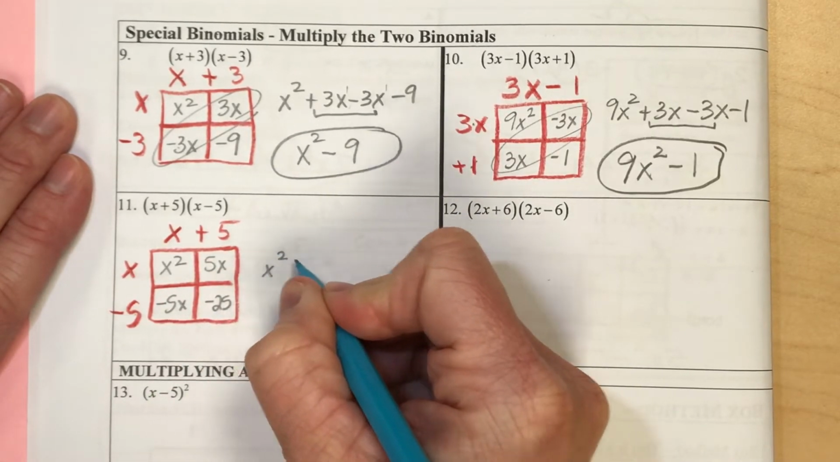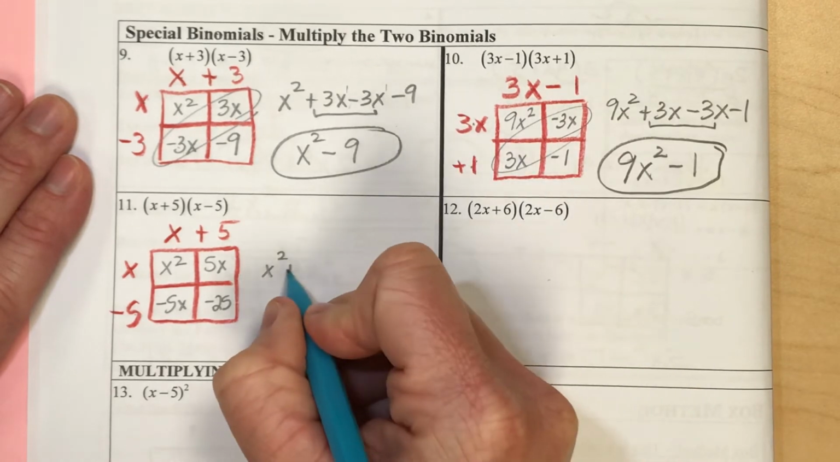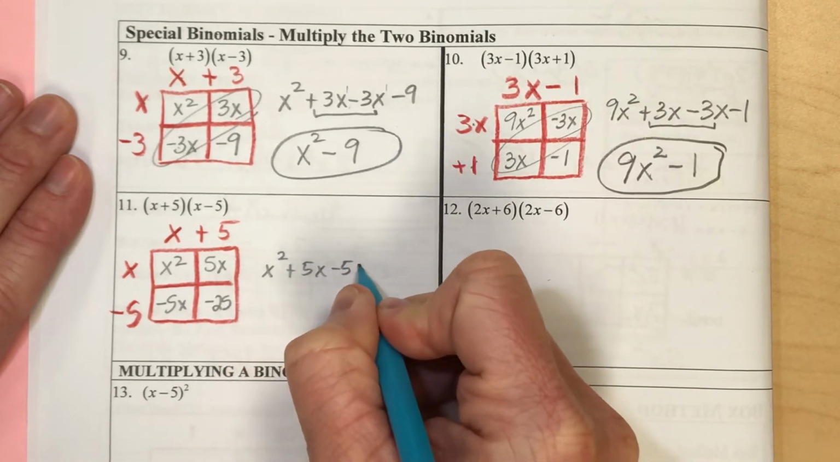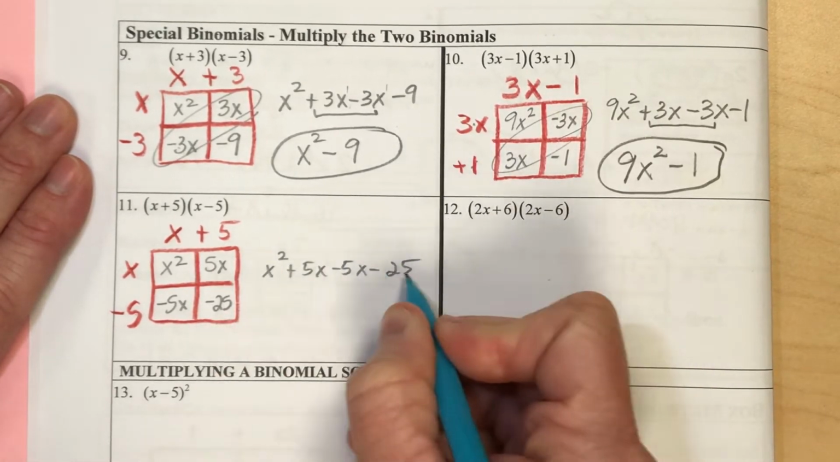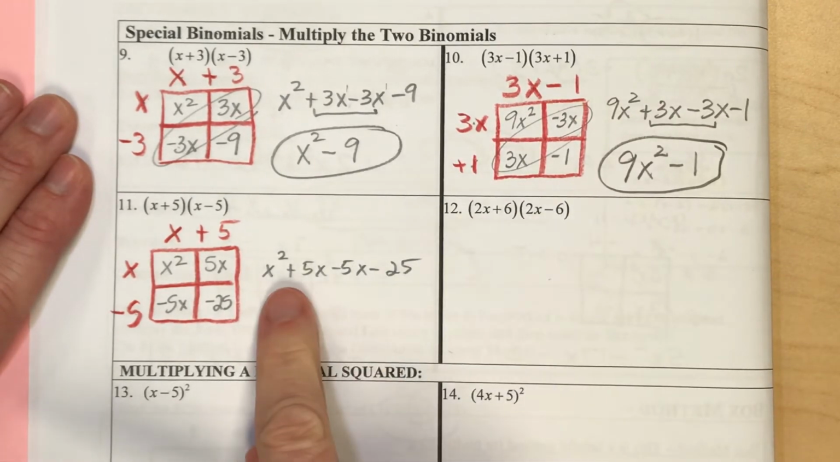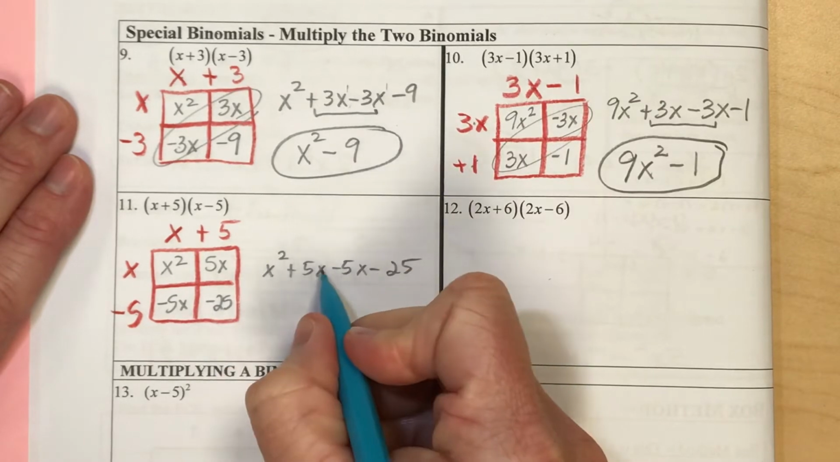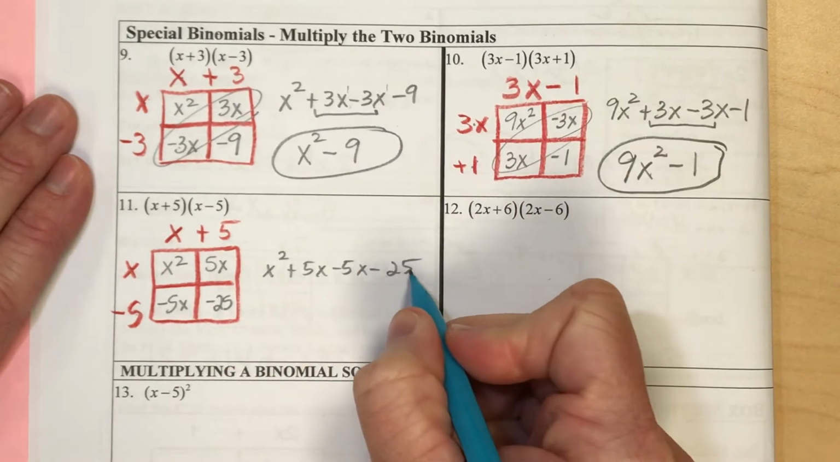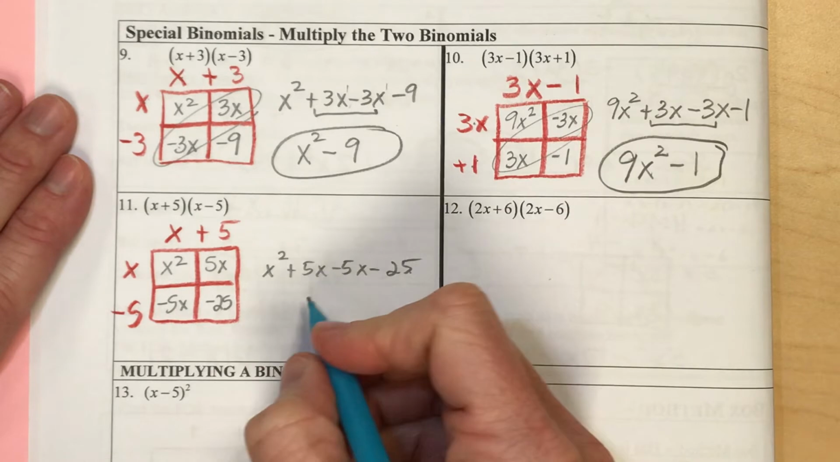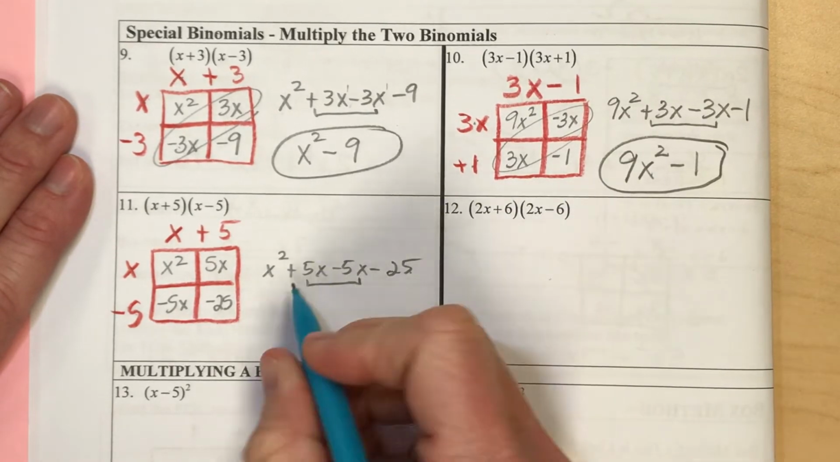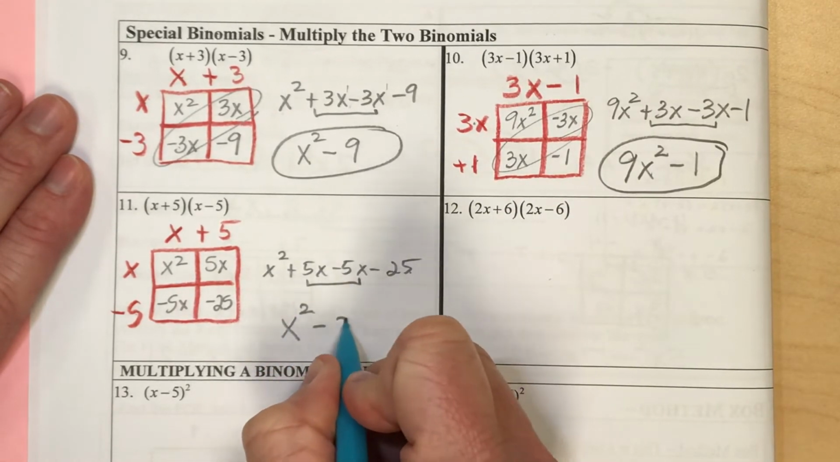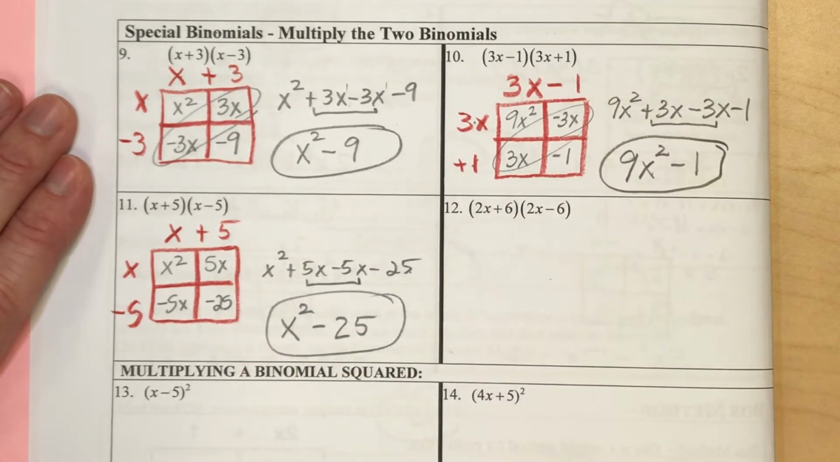My four terms are these: x squared plus a 5x minus a 5x minus 25. The order in which you write these really doesn't matter, except I would say standard form is a must. And so x squared, then our x to the first power, x to the first power, then no x's, meaning your constant term at the end. Again, our middle terms cancel out when we combine them together, and I'm left with x squared minus 25.